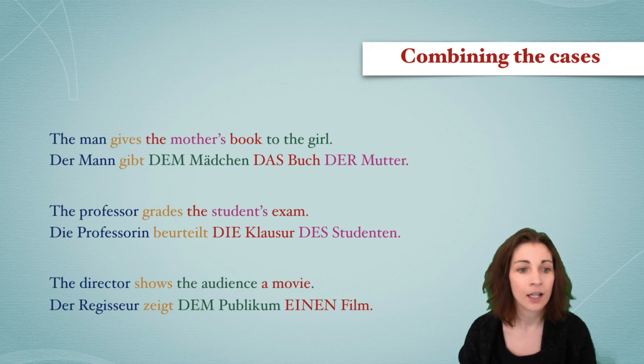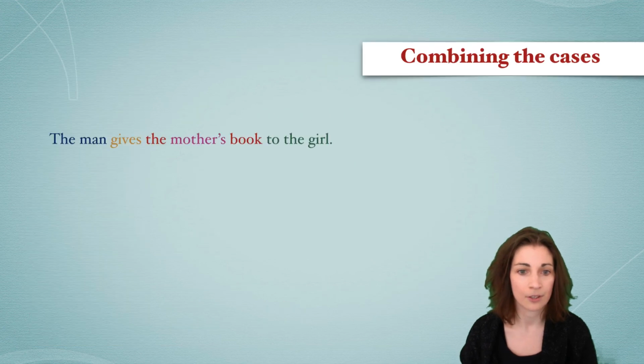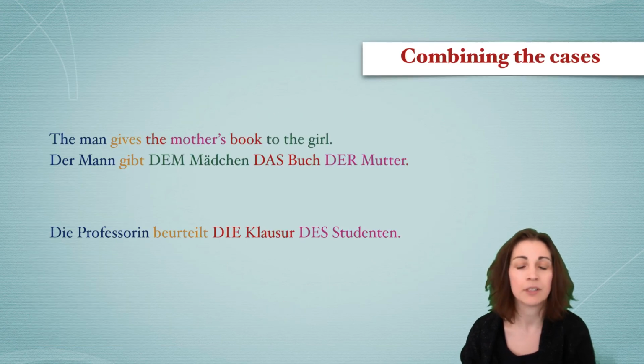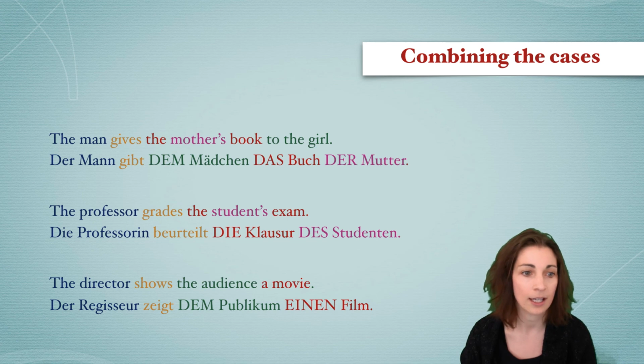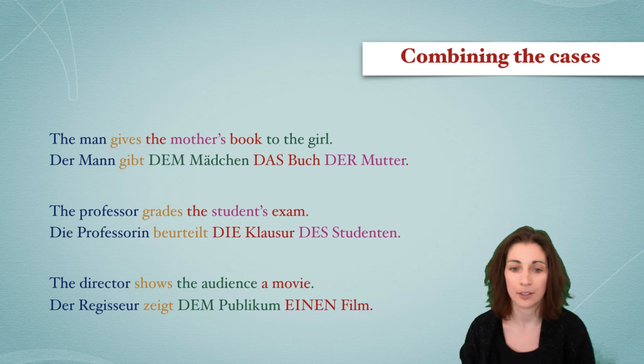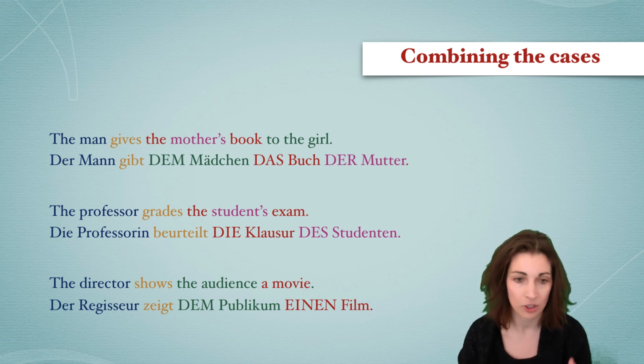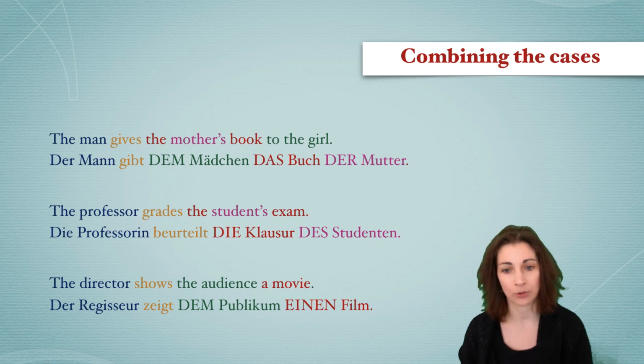And again, I have got the translation here. Der Mann gibt dem Mädchen das Buch, the man gives the mother's book to the girl, the professor grades the student's exam, die Professorin beurteilt die Klausur des Studenten, and der Regisseur zeigt dem Publikum einen Film, the director shows the audience a movie. We could have said shows to the audience a movie, even, to express this, to whom is something being done. So that's the indirect object, to whom, dative, dem Publikum, a movie, that's the direct one, accusative.